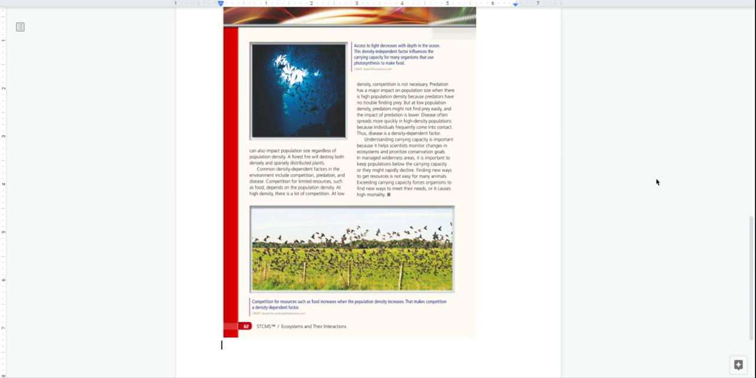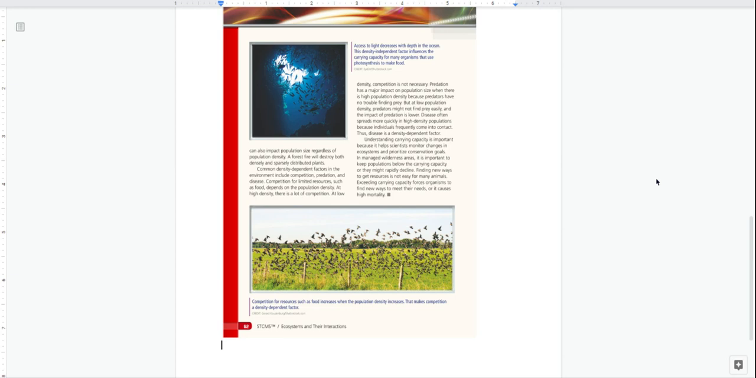Understanding carrying capacity is important because it helps scientists monitor changes in ecosystems and prioritize conservation goals. In managed wilderness areas, it is important to keep populations below the carrying capacity, or they might rapidly decline. Finding new ways to get resources is not easy for many animals. Exceeding carrying capacity forces organisms to find new ways to meet their needs, or it causes high mortality or death.